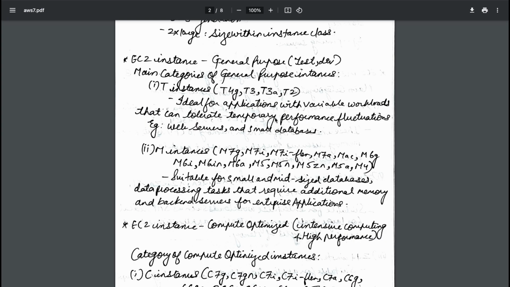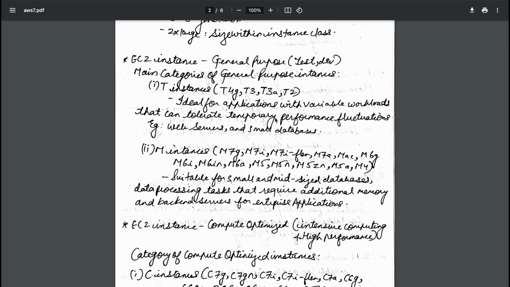So yeah, coming back, let's start with T instances or T series. What is the T series used for? T series instance types are actually ideal for applications with variable workloads that can tolerate temporary fluctuations, right? And the best examples would be web servers or small databases that you might be working on.